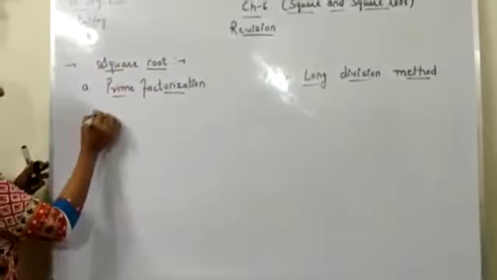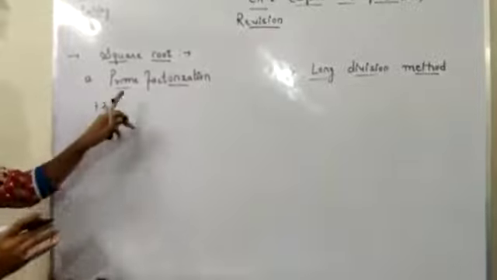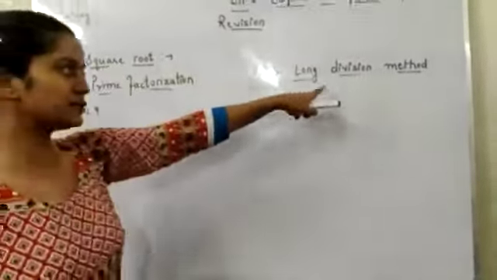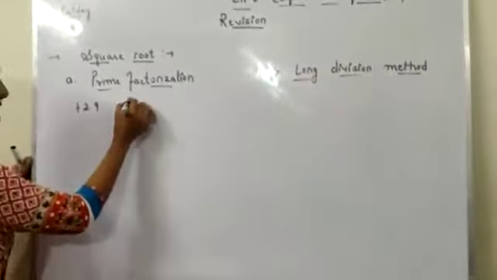So the number is 729. First of all I'll use the prime factorization method to find its square root. Then I'll use the long division method. Let's start.